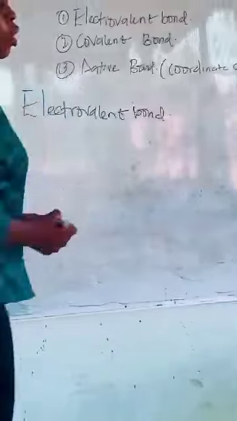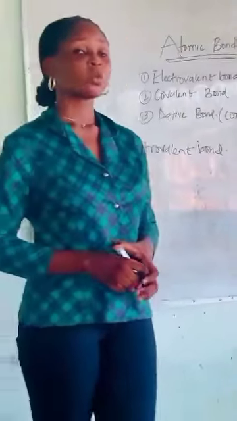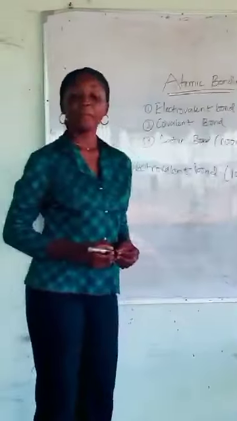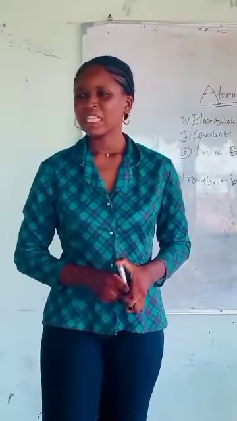We call this electrovalent, or ionic bond. So the electrovalent bond is the type of bonding that occurs between two atoms, a metal and a non-metal. This involves donating of electrons.